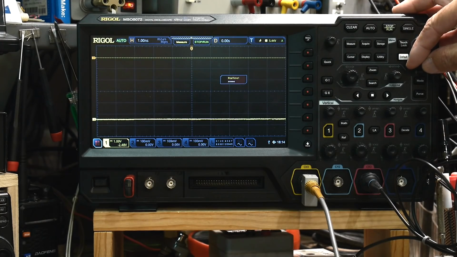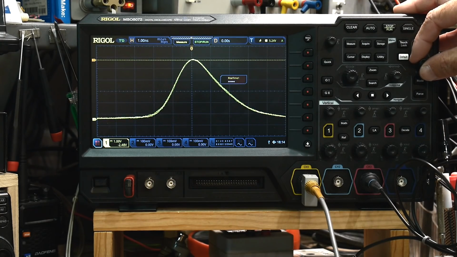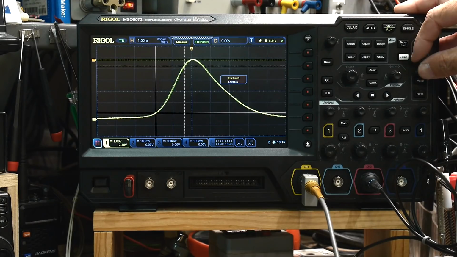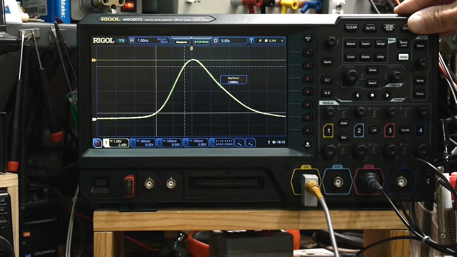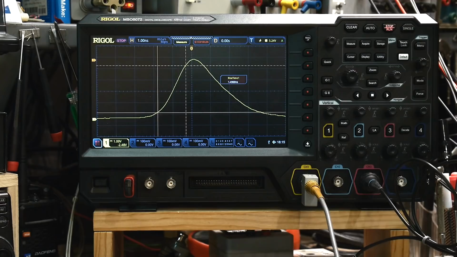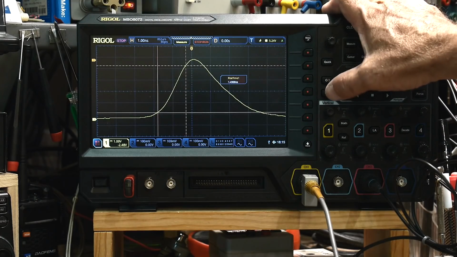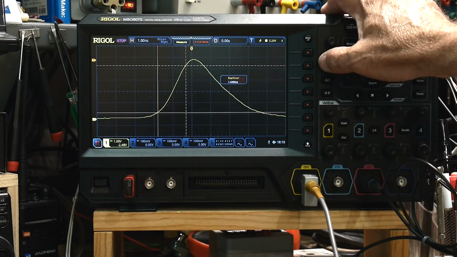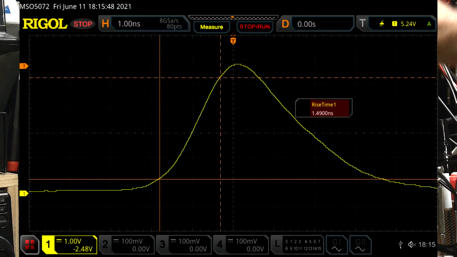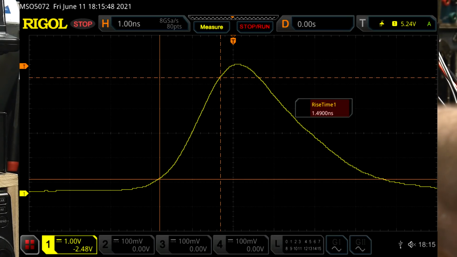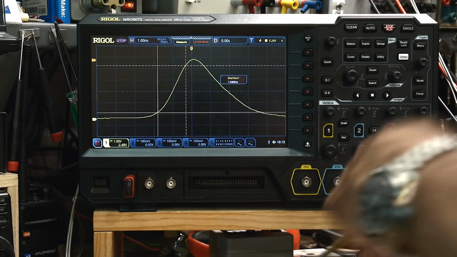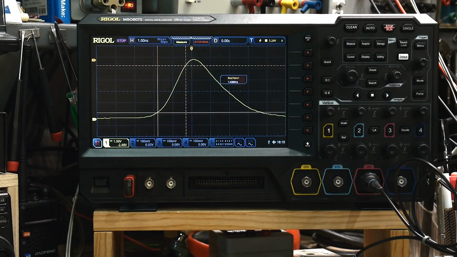Let's look. Try it out. Okay, it's right about there. 1.49. So a little bit slower than the other one. About the same category. We'll save this one. This is DS4. All right, I have a lot of probes, obviously.